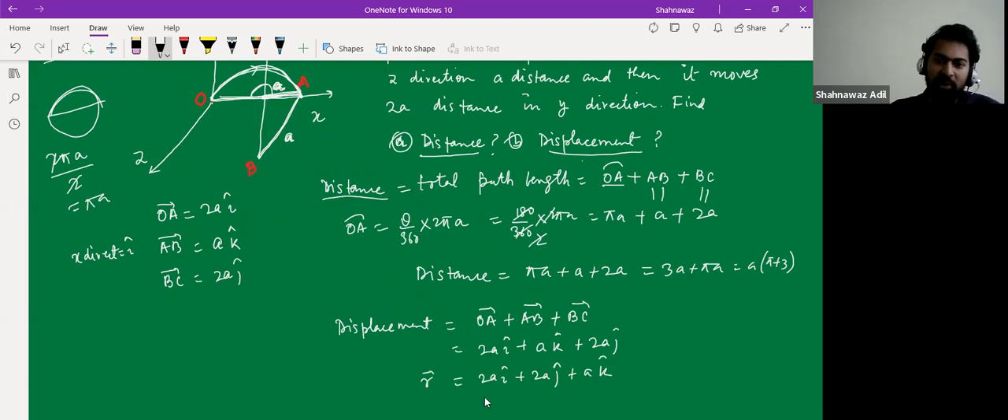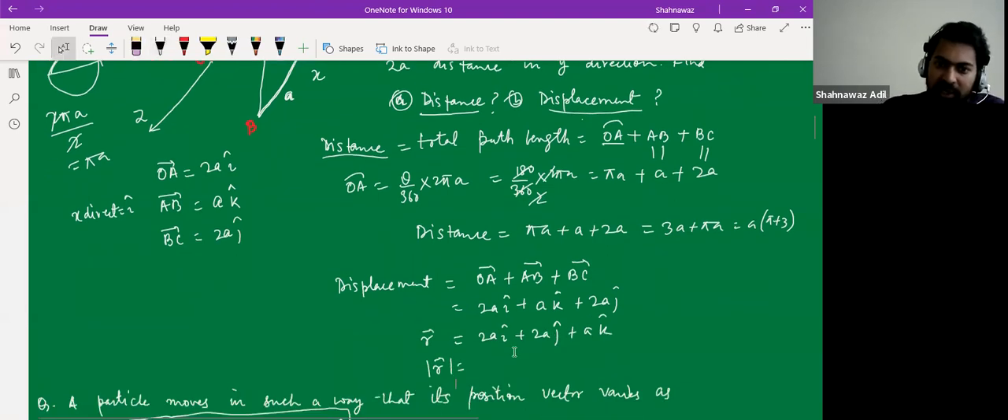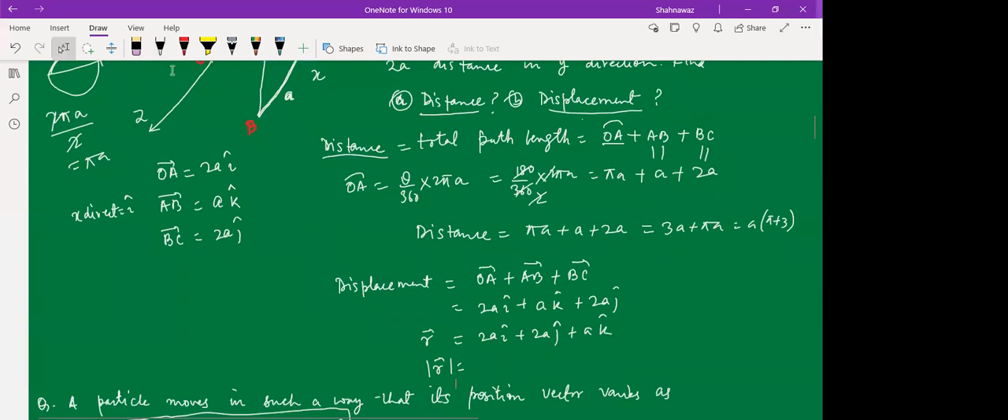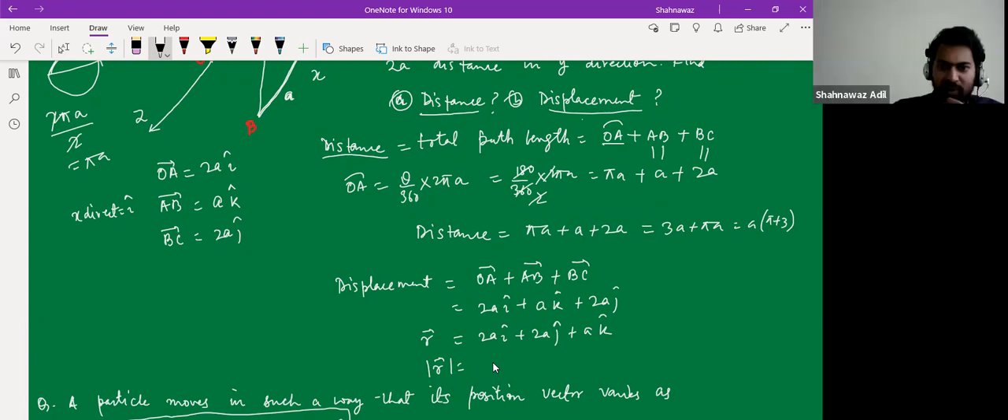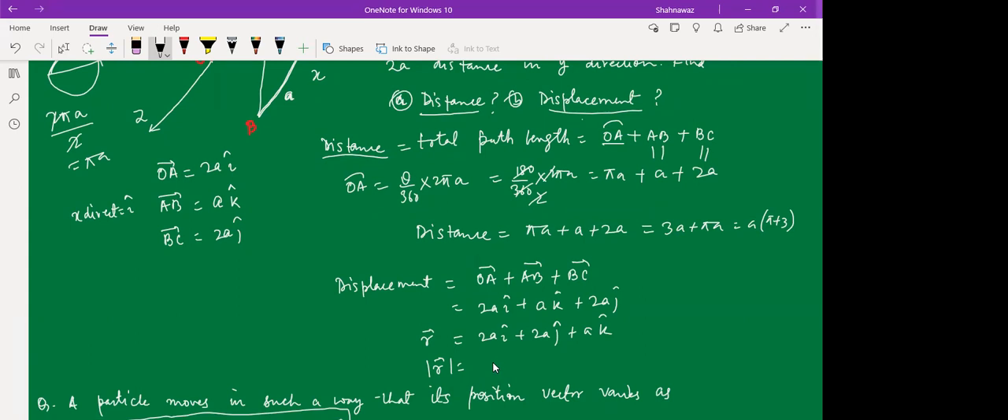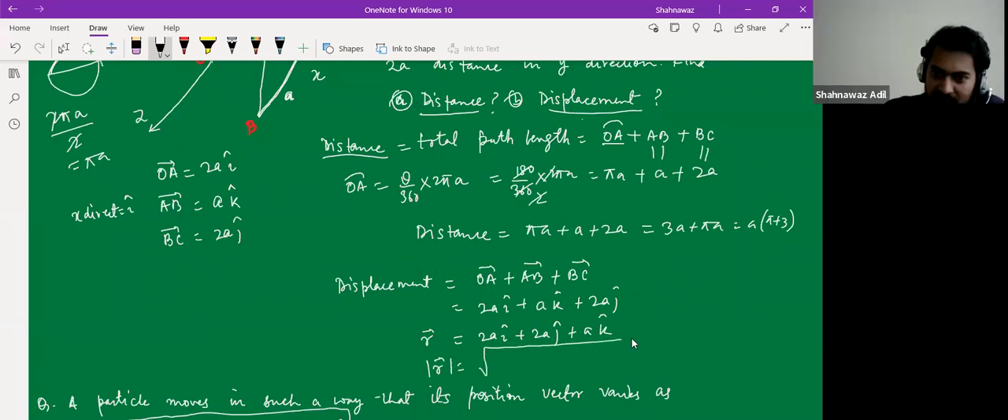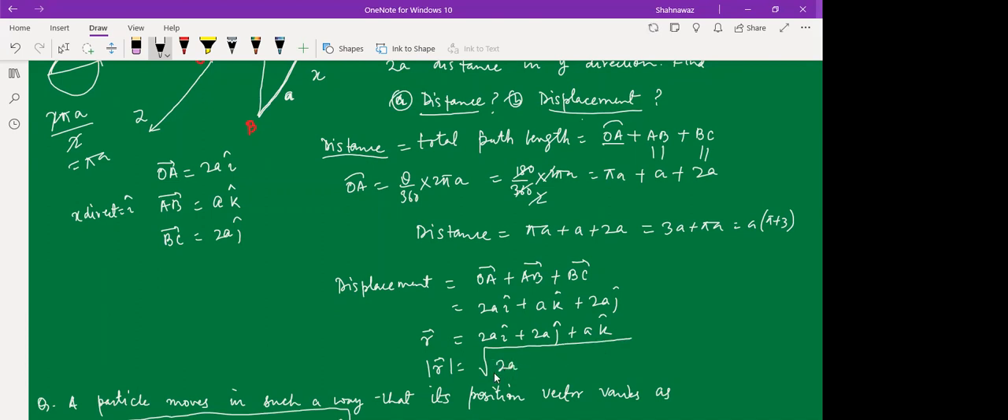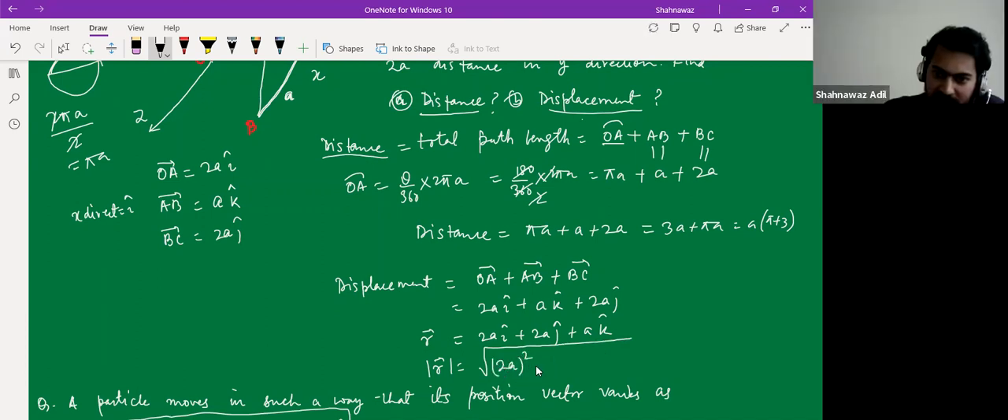So what will be the magnitude of this displacement? Can you recall from the vector classes? Under root of the squares, yes, right. So this will be the magnitude for the Cartesian form.